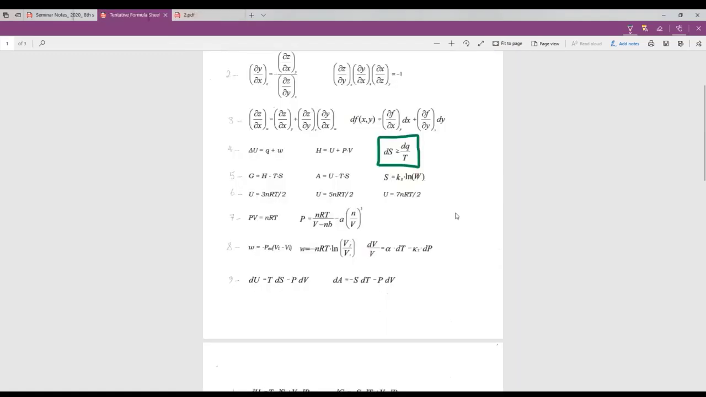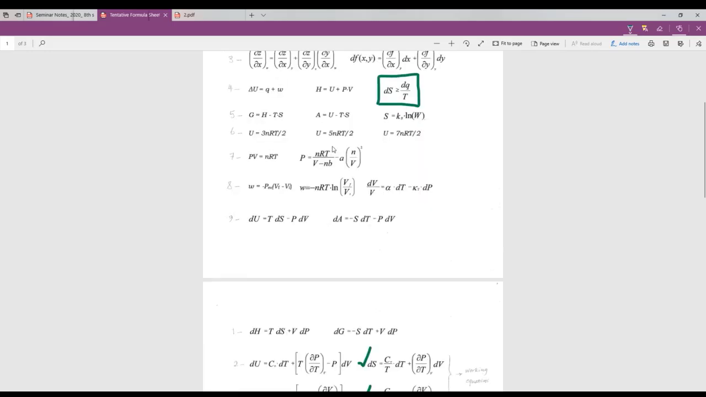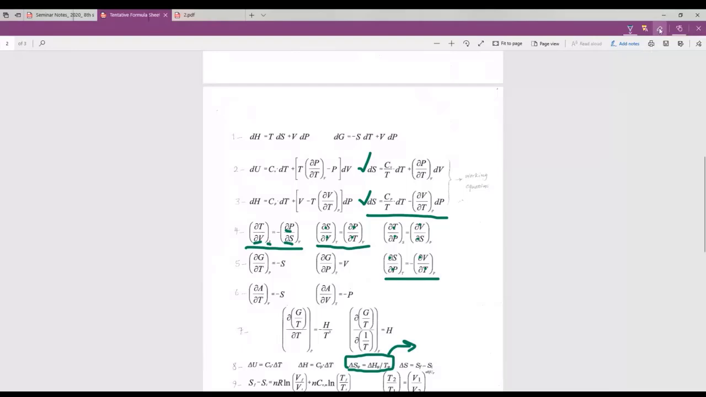So this was all about the Clausius inequality equation on the first page of the formula sheet. There are also some other equations. I already marked them all here, so maybe I should erase these, sorry.